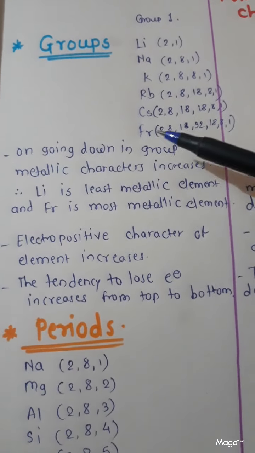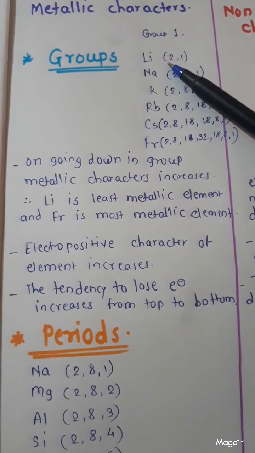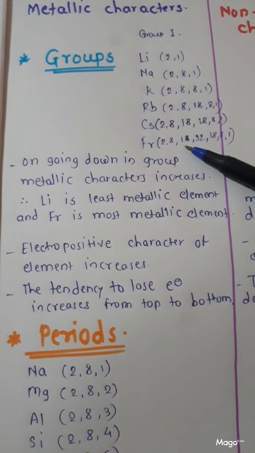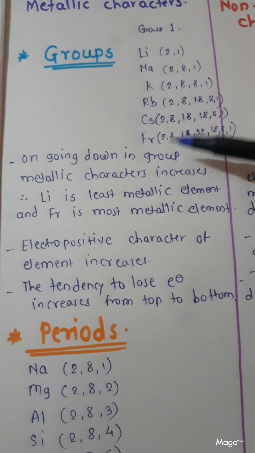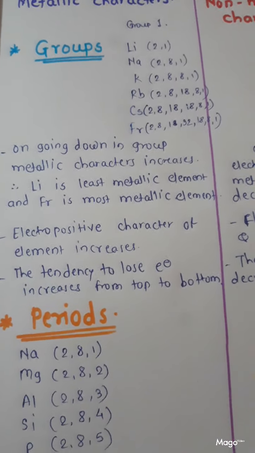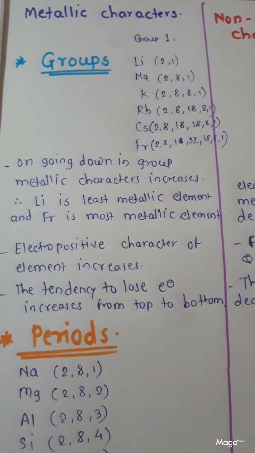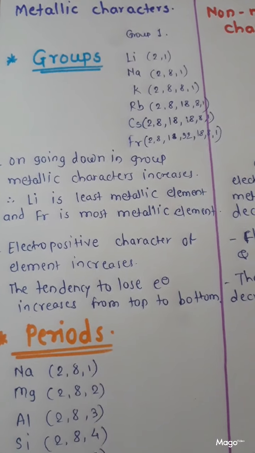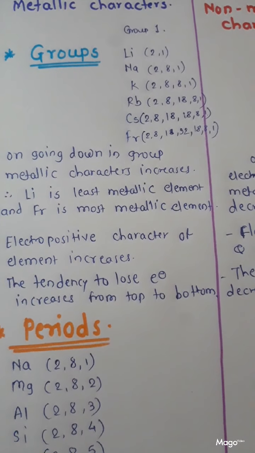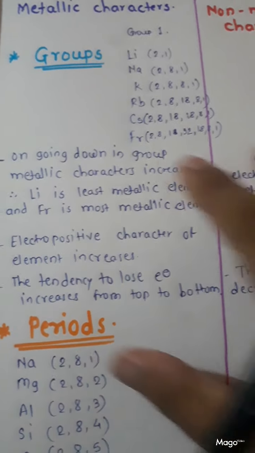When we talk about metallic character in this first group, lithium is the least metallic element and francium is the most metallic element. Got it, students? How does metallic character vary in a group? As we move down the group, metallic character increases, electropositive character also increases, and the tendency to lose electrons increases. Why? Because as we move down the group, the number of shells increases, so the outermost electron experiences lesser pull from the nucleus. That's why the outermost electron is easily removed. Okay, so this is about groups.